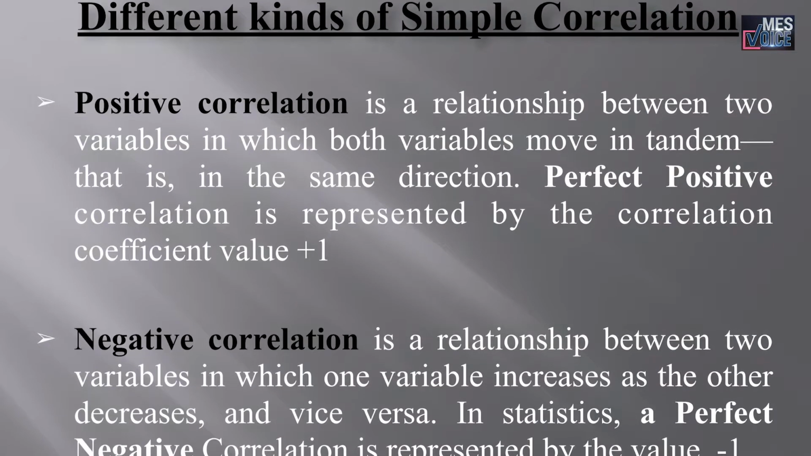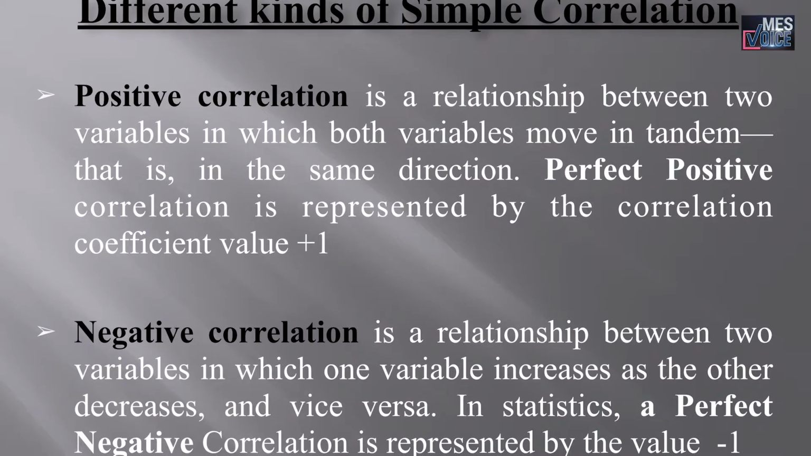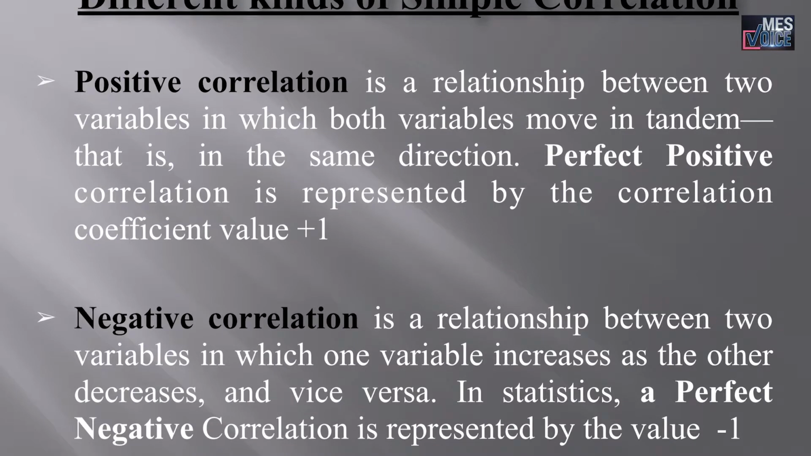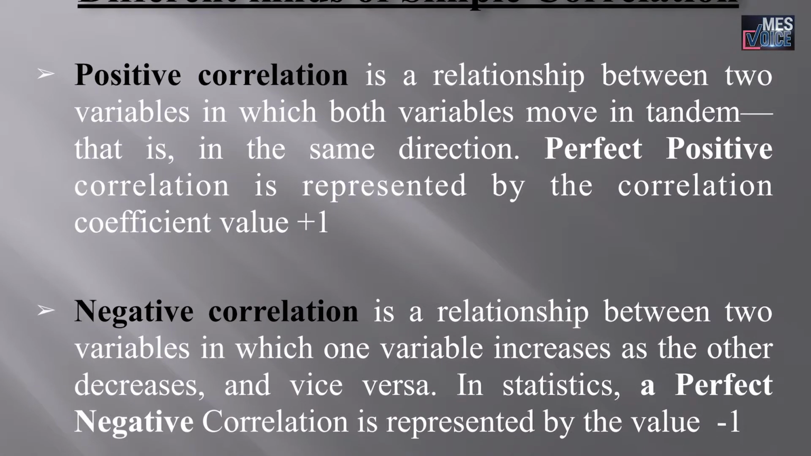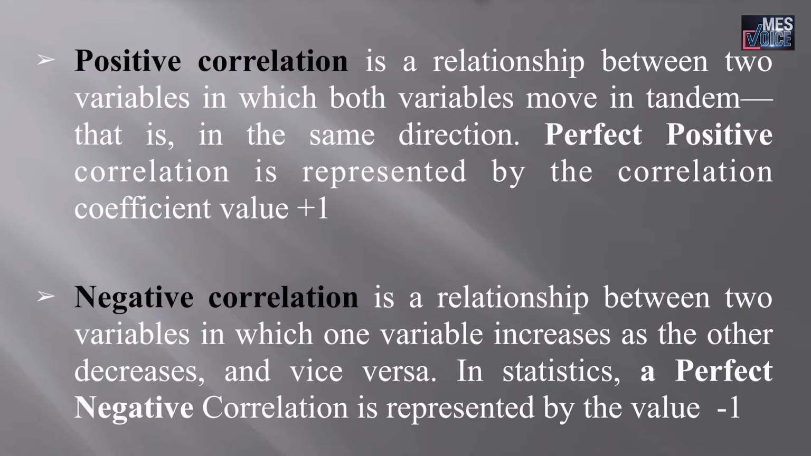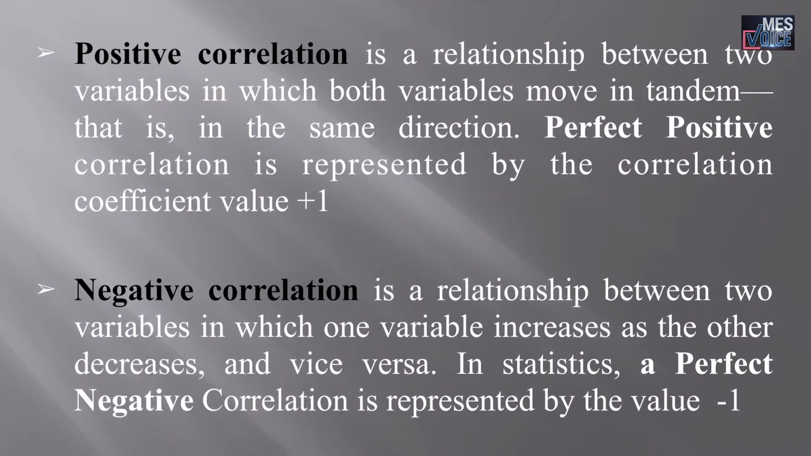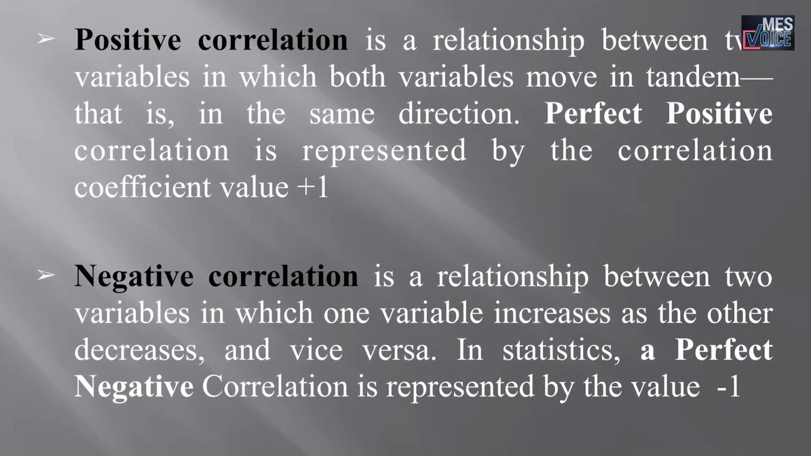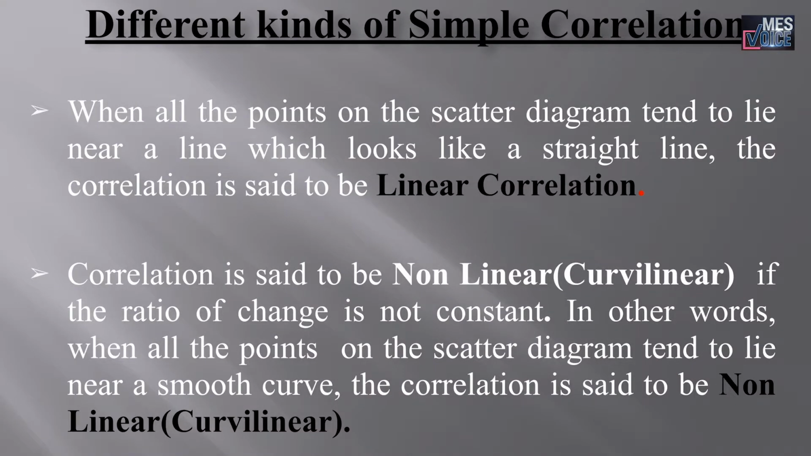Now moving on to different types of simple correlation. The first type of simple correlation is positive correlation. Correlation is said to be positive when the two variables x and y move in the same direction. If the movement of variables is in opposite directions, correlation is said to be negative. Other categories are linear and non-linear. In linear correlation, according to the movement of x, the variable y moves in the same direction, and if the movement of y is in another direction, it is said to be non-linear.